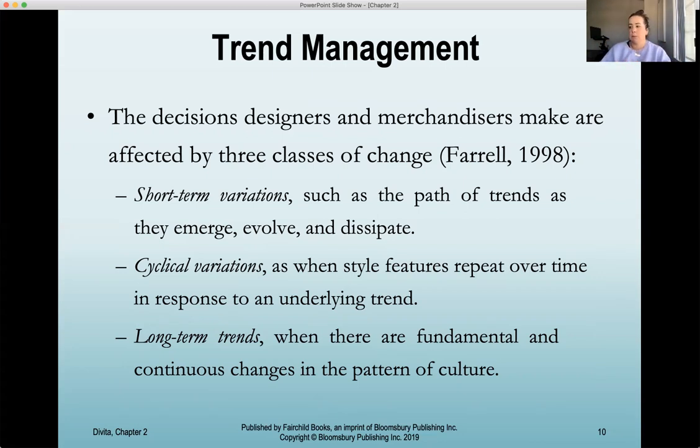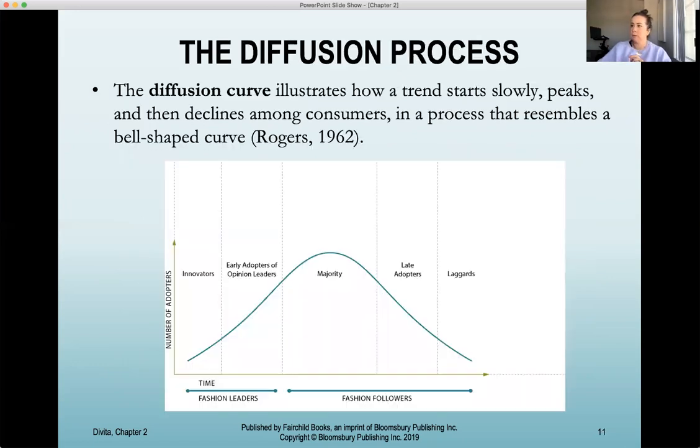Or long-term trends, where there are fundamental and continuous changes in the pattern of culture. Let's talk about the diffusion process. The diffusion curve illustrates how a trend starts slowly. Let me bring my mouse over here. It begins in the beginning of time and how it initially starts very slow.